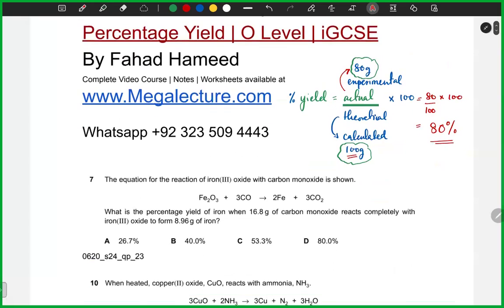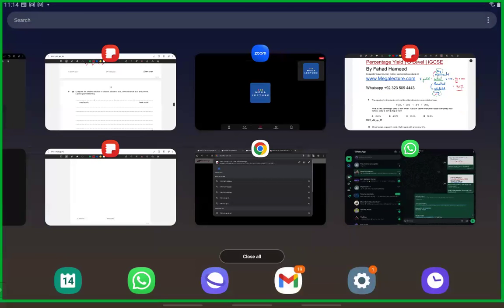The rest of the moles questions are going to be done exactly the same way. So we're going to try and start doing these questions now. Okay, this is the worksheet. Let me just check.